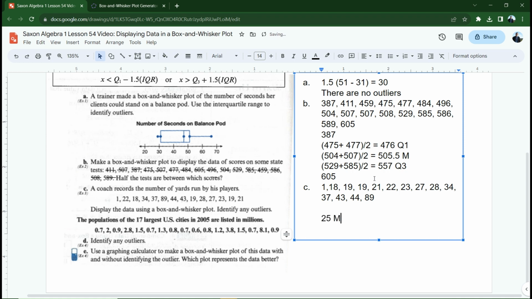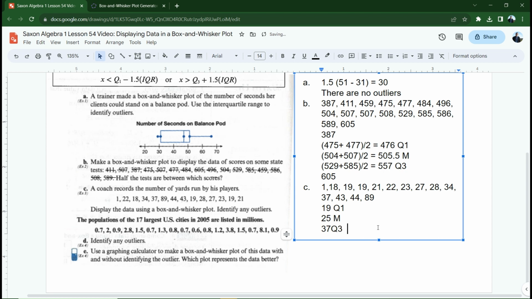That's my median. Now, for my first quartile, I'm just going to focus on the first half of the data. 1, 2, 3, 4, 5, 6, 7. Actually, it's kind of nice. In this set of data, there's just going to be one median right in the middle, number 19. 19 is the first quartile. And then the third quartile is going to be in the last 7 pieces of data. 1, 2, 3, 4. 37 is Q3.